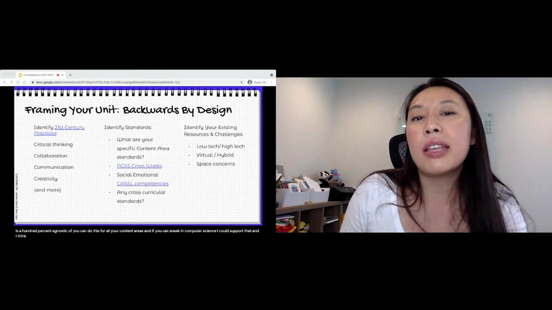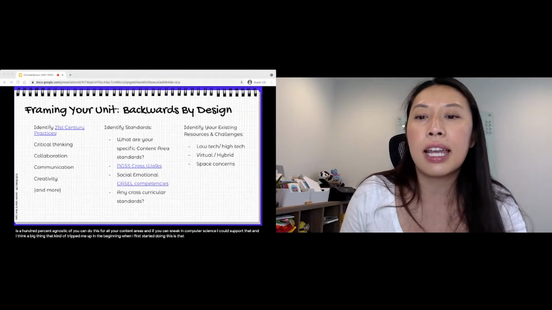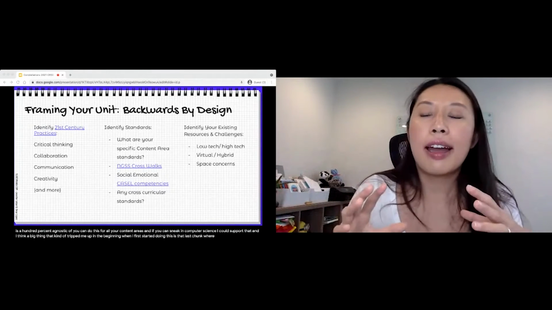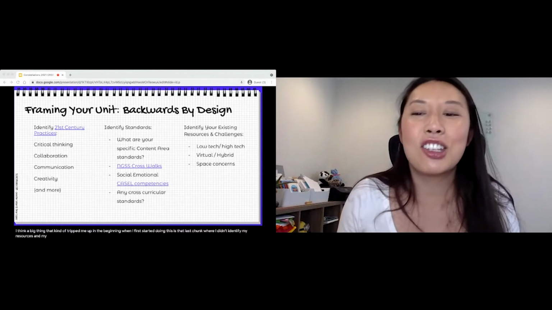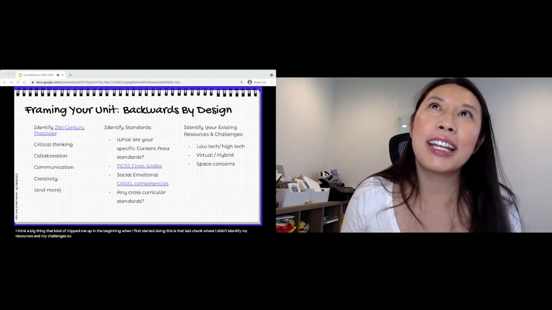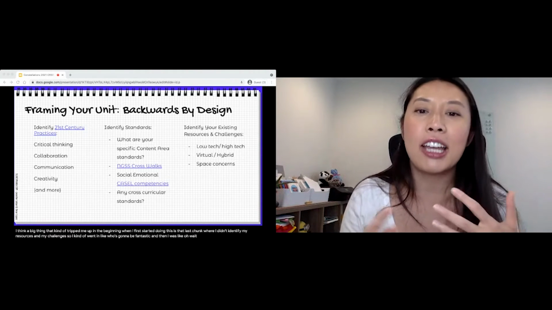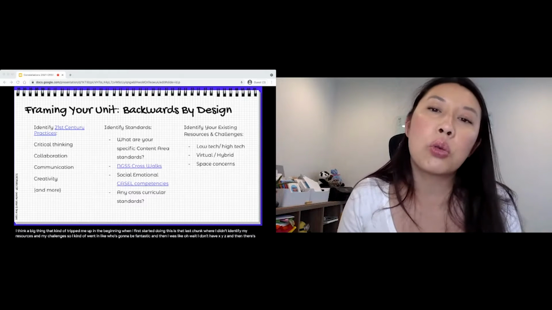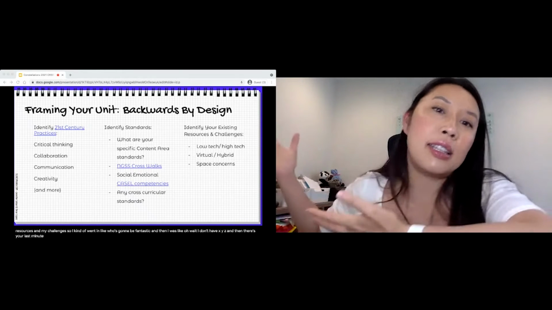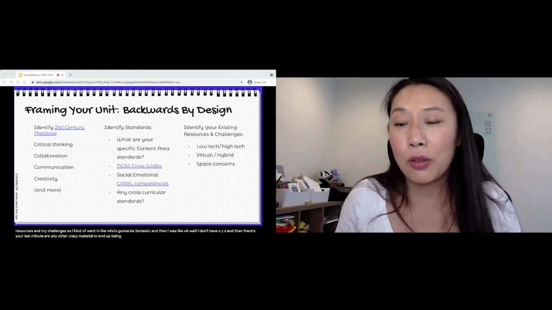And I think a big thing that tripped me up when I first started doing this is that last chunk, where I didn't identify my resources and my challenges. I went in like, oh, this is gonna be fantastic. And then I was like, oh, wait, I don't have X, Y, Z. And then there's your last-minute run to Party City to get balloons or any other crazy materials that end up being part of your PBL.